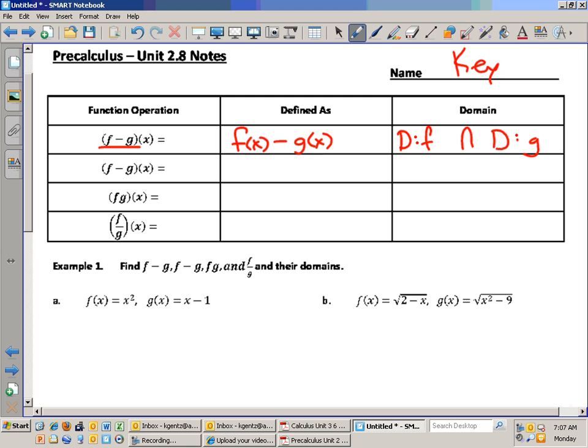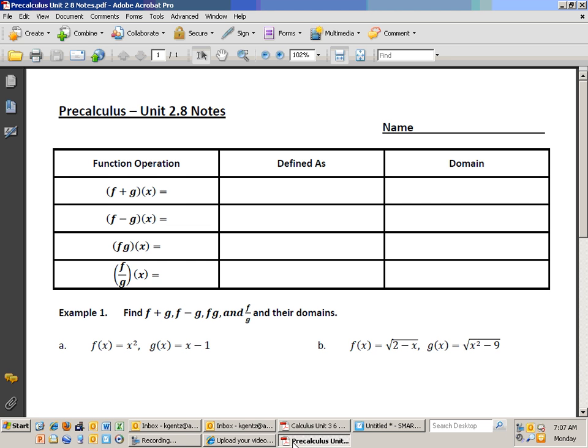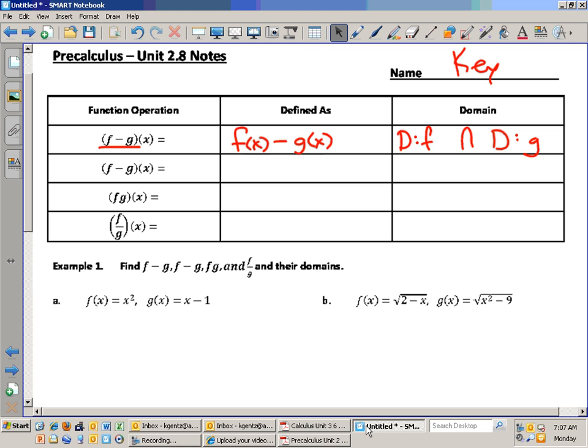Is that a plus on your sheet? I can't tell with this. Let me try again. Oh, I'm sorry. It's a plus on yours. Sorry. So we'll change that. So f plus g. There we go.